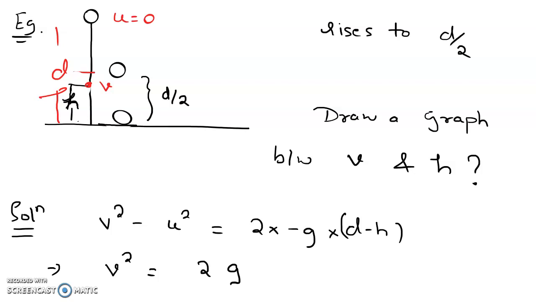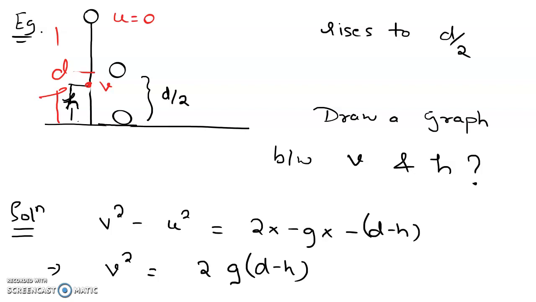Okay, displacement is also negative, so negative, positive d minus h. Displacement is downwards. Don't worry about these things. Negative d minus h. Okay, so this is the case.